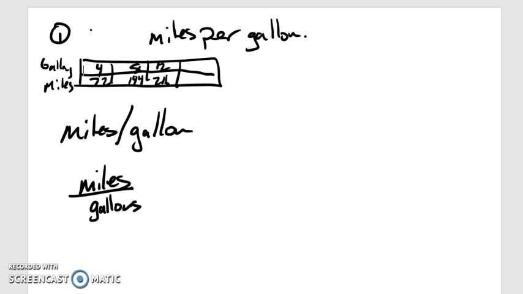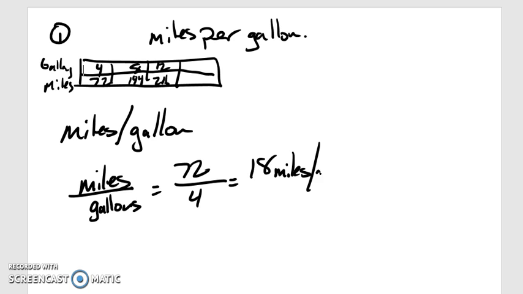In this case, I'm just going to grab one from the chart. I'll grab the smallest one here: 72 miles. So again, it's not always the bigger number on top, and it's not always how they give it to me. You have to read and interpret. How many gallons? 4. So here we're going to do a division problem. 72 divided by 4 is 18. So this is 18 miles per gallon.